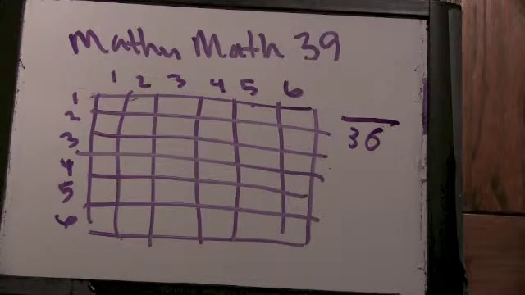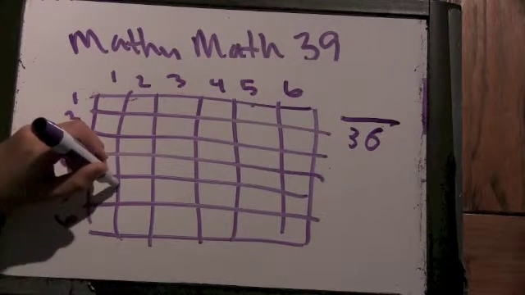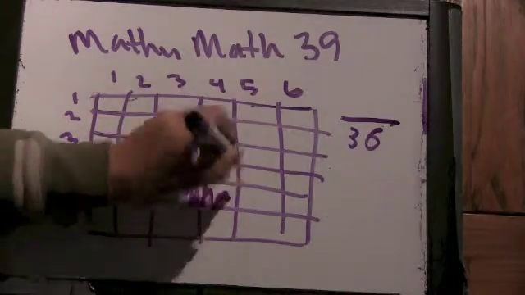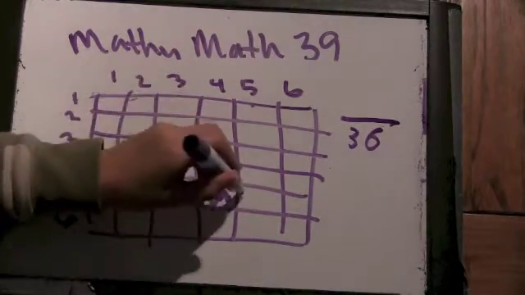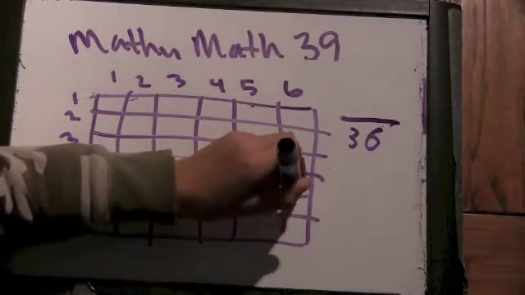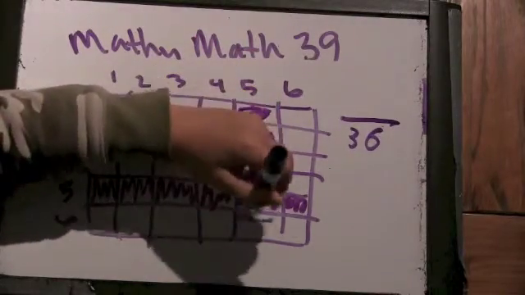Can you shade in the ones where the product is going to be a multiple of 5? So there's this one, this one, this one, this one. This one, this one. There's this one, this one, this one, this one, this one.